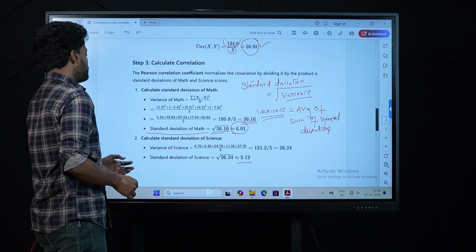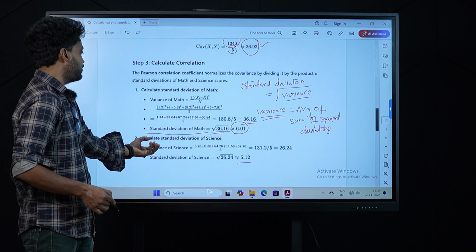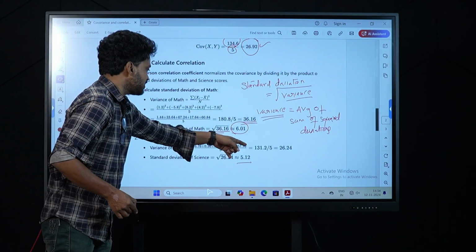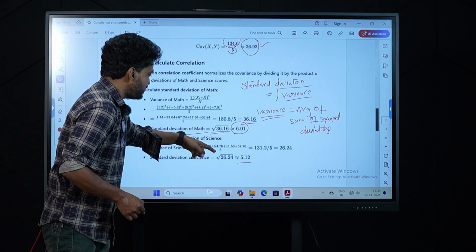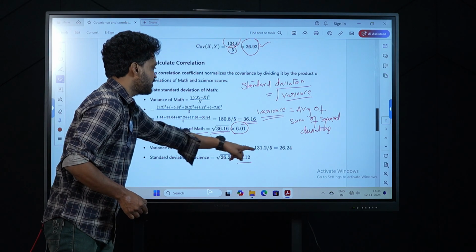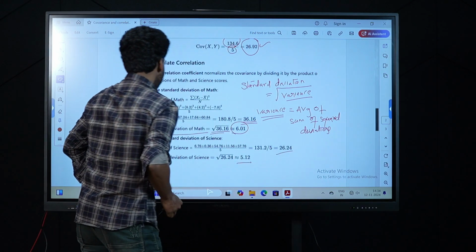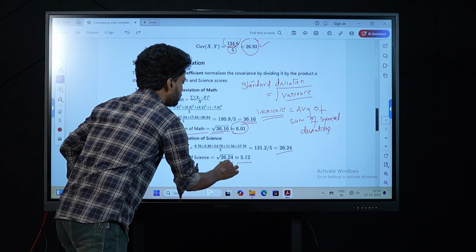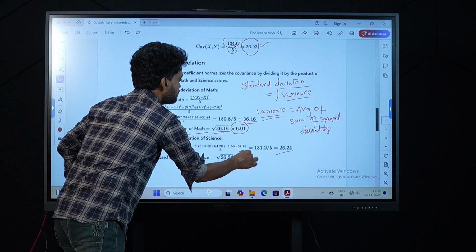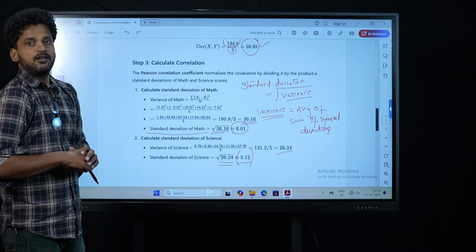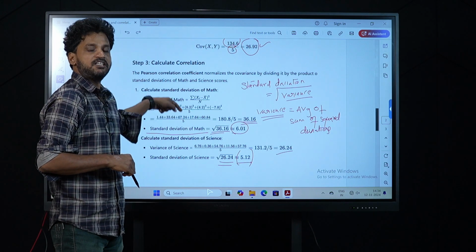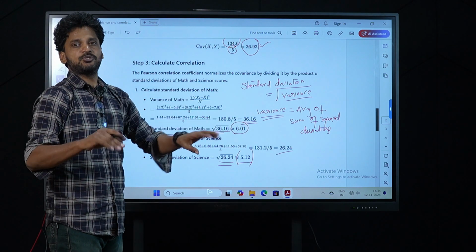That is because initially variance has to be computed. Variance is the sum of the squared deviations. These are all the squared deviations, and when you divide it by 5, you get the variance. Then standard deviation is the square root of the variance. If you take the square root of 26.24, you get 5.12. Now we calculated standard deviation of x, that is maths, and standard deviation of y, with respect to science.